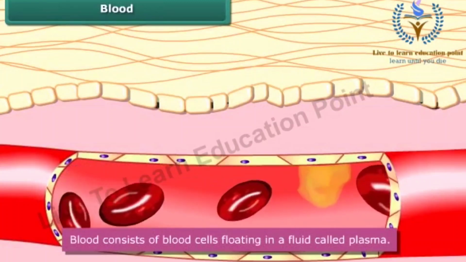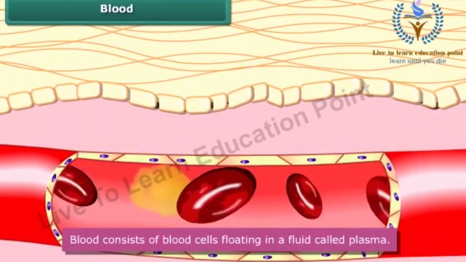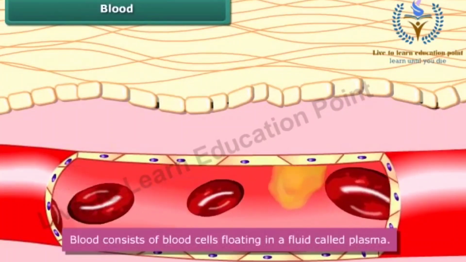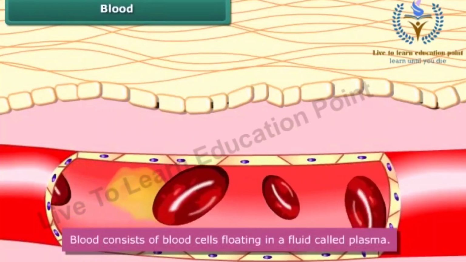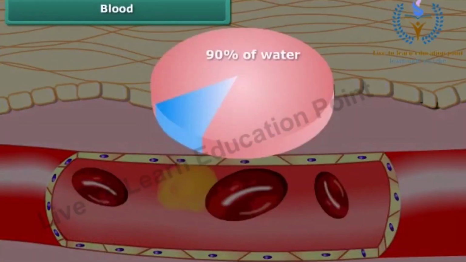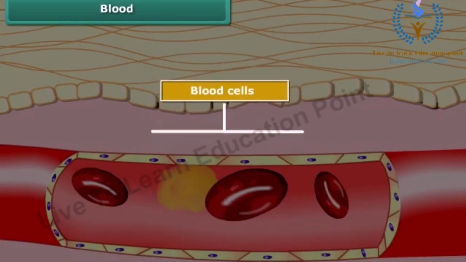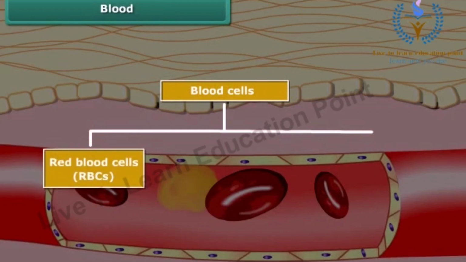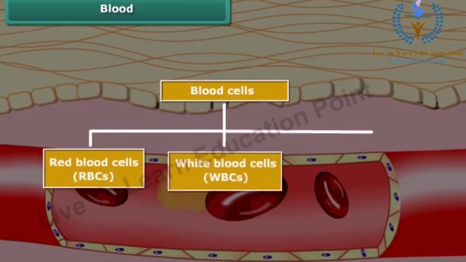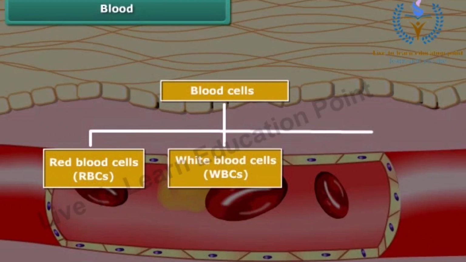Blood consists of blood cells floating in a fluid called plasma. Plasma is yellow in color. 90% of it is water. Besides water, plasma contains hormones, proteins, glucose, and carbon dioxide. There are three types of blood cells: red blood cells, RBCs, white blood cells, WBCs, and platelets.